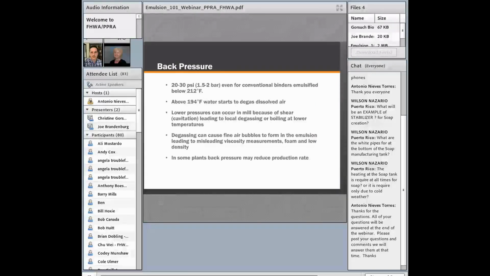Back pressure. I can't stress enough how important back pressure is, especially from start to finish. Now, if you don't have a back pressure valve or a back pressure gauge, it's kind of difficult to have back pressure from start to finish. You will begin to build back pressure as you begin to manufacture your emulsion, because as you fill up your tank, you'll have the head pressure in that tank, so that naturally creates the back pressure.